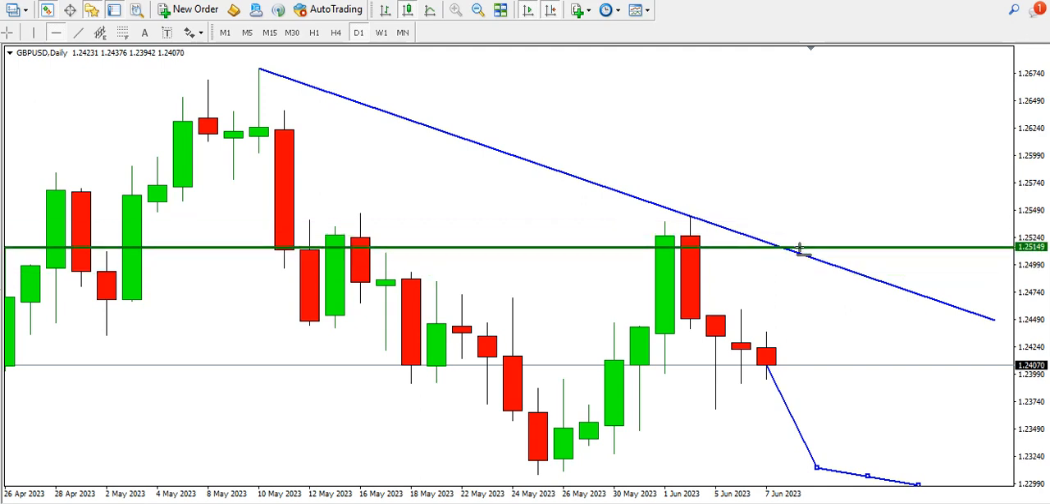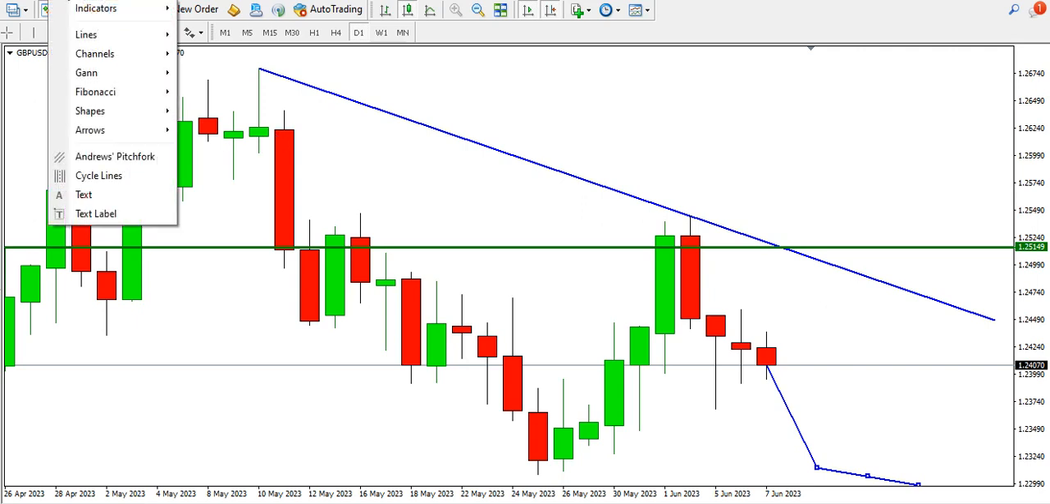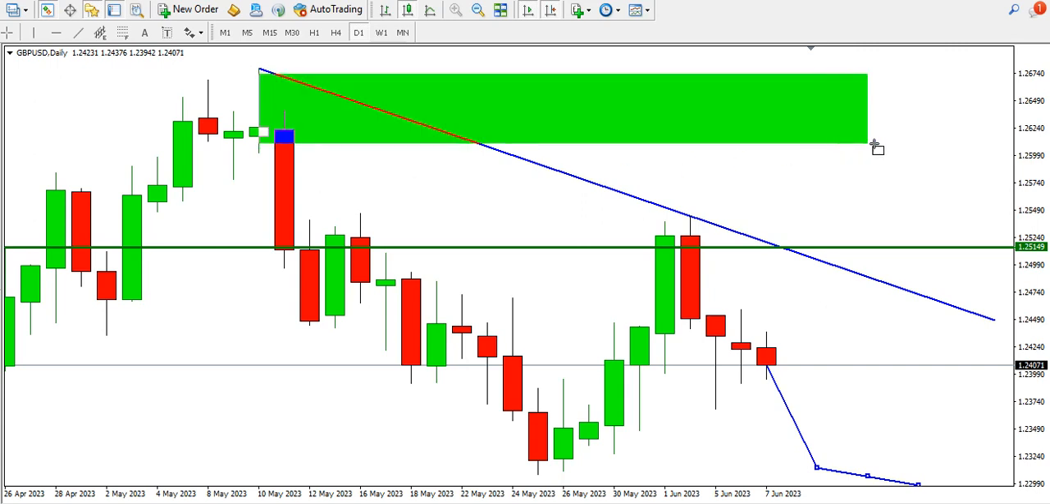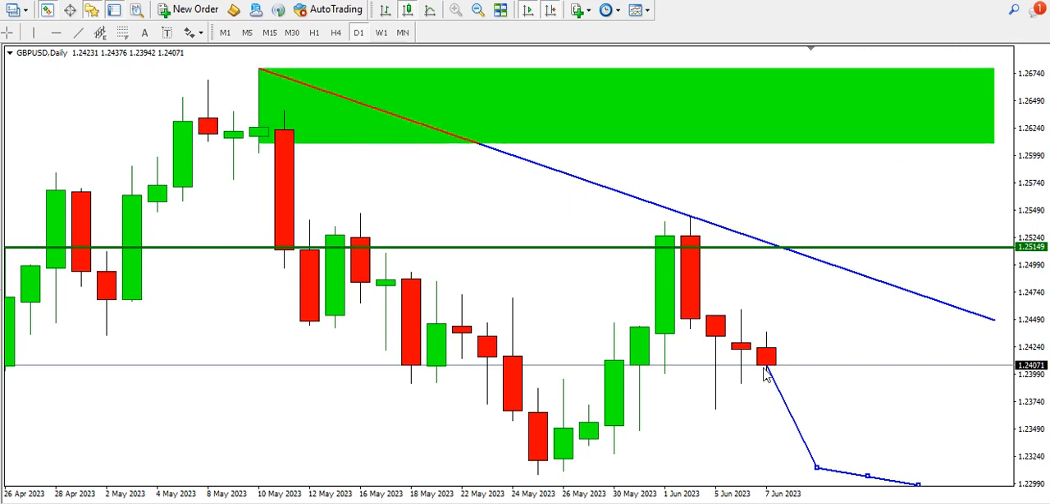descending trend line somewhere around the 1.25200 level. If you see a break above that level, price might go up for this particular order block on the daily time frame. So if you see a break above this particular level, price might possibly go up.